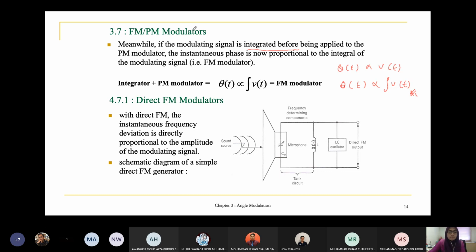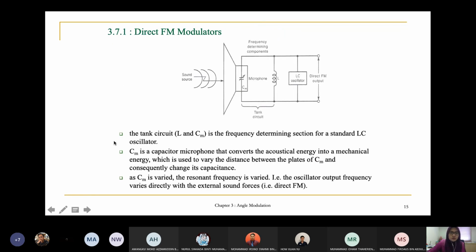So for FM PM modulators, we have two types. The first one is the direct FM modulator. The second one is the indirect FM modulator. This figure is an example of a direct FM modulator, a simple direct FM generator. From this figure, you can see that this is your sound source.